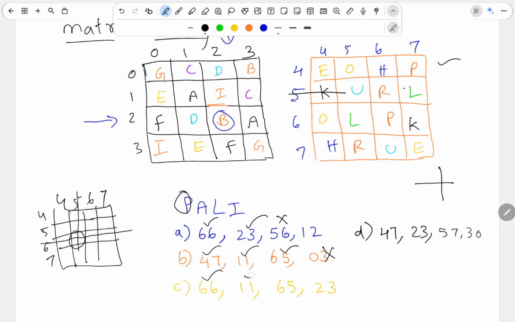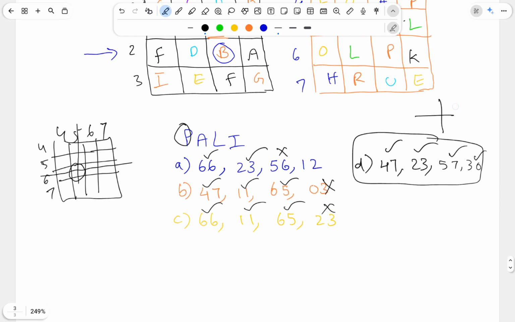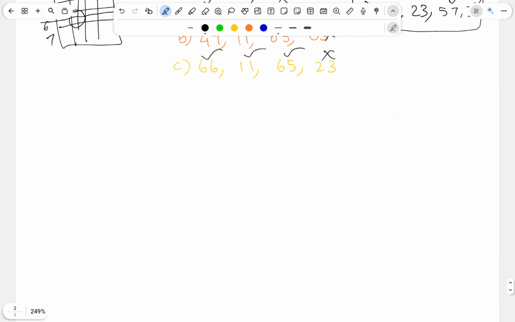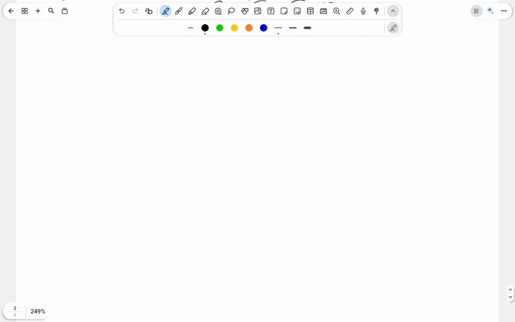Then 6 6 is correct, 1 1 is correct, 6 5 is correct. Just we need to check 2 3. 2 3 is given as A, no, it is not correct. 4 7, 2 3, 5 7. 5 7 is L and 3 0. 3 0 is I, correct. So our option is option D. So there is no doubt in this, I hope. Now we will go to letter coding or letter to number coding.